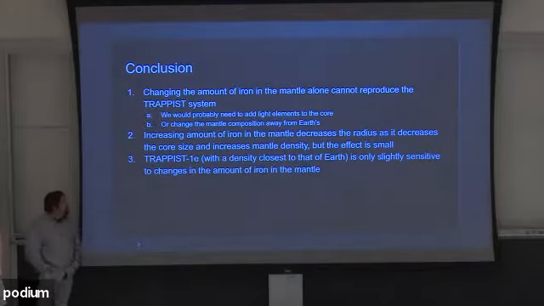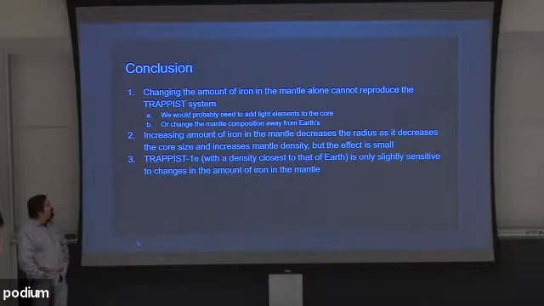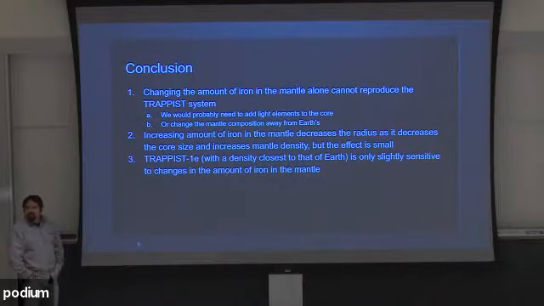And so just to summarize all that, when we experimented with changing the amount of iron in the mantle by taking it out of the core, doing that alone could not reproduce most of the TRAPPIST system. And so that leads us to a similar conclusion that the other mantle group had, that changing mantle composition alone isn't going to solve the issues with the TRAPPIST system, and that we probably need to either modify the core chemistry by adding lighter elements, which we're just going to talk about, or change other composition or add volatiles to different parts of the planet.